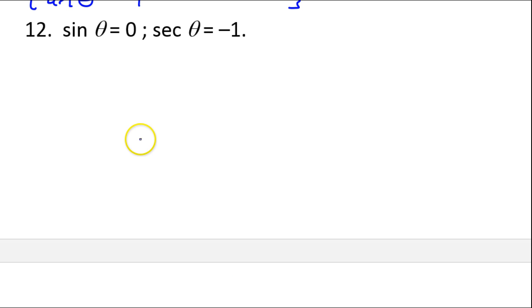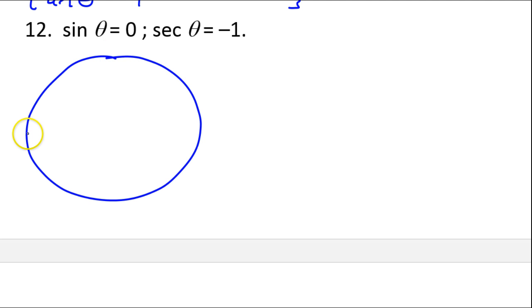Alright, let's do one more of these. This time they're giving us 2 trig values. And again, our first job is to figure out in which quadrant we lie. So let's figure it out. Let's investigate. Remember, the sine function is like a y value. So by telling us that the sine function is equal to 0, actually this is interesting because that means it's going to be right on either the x-axis or the y-axis.